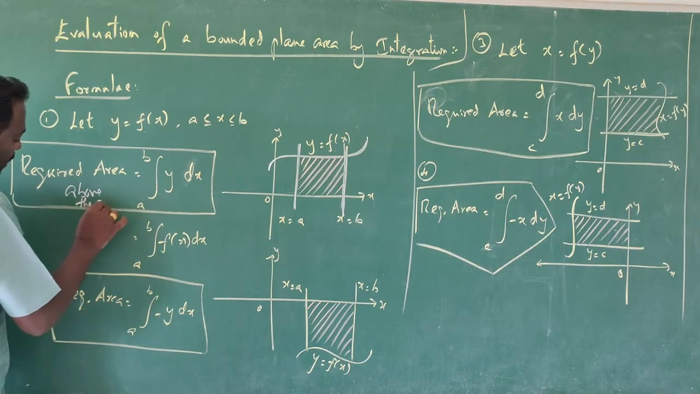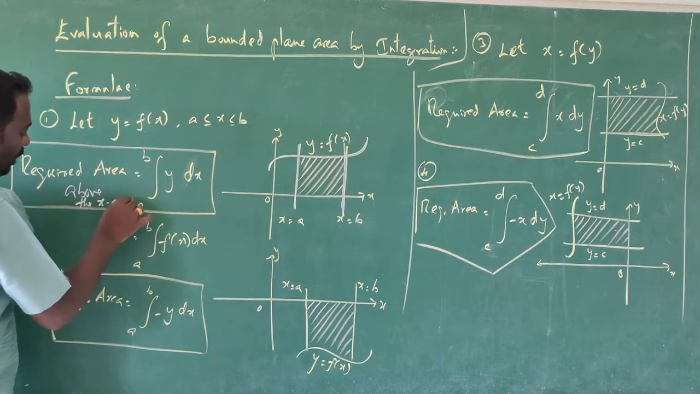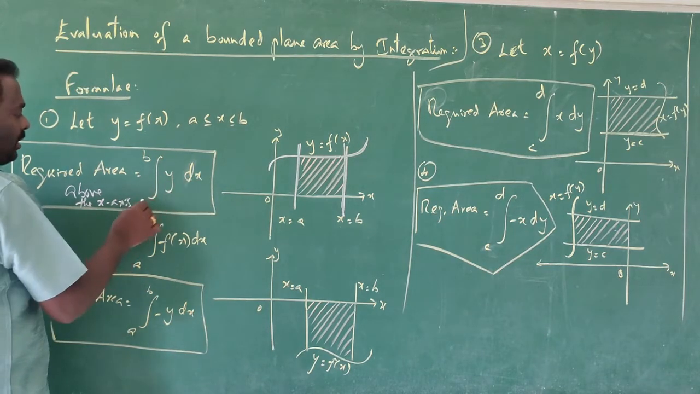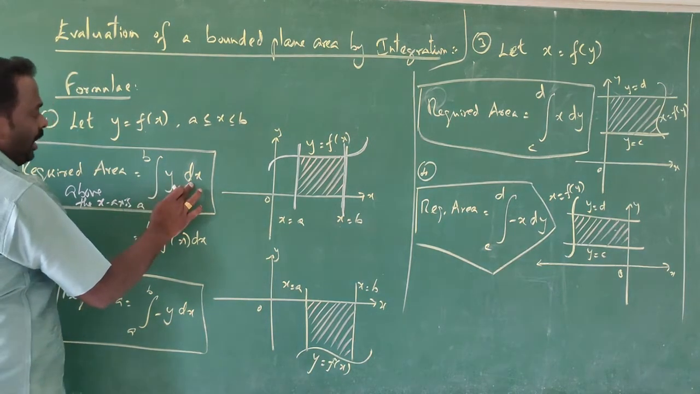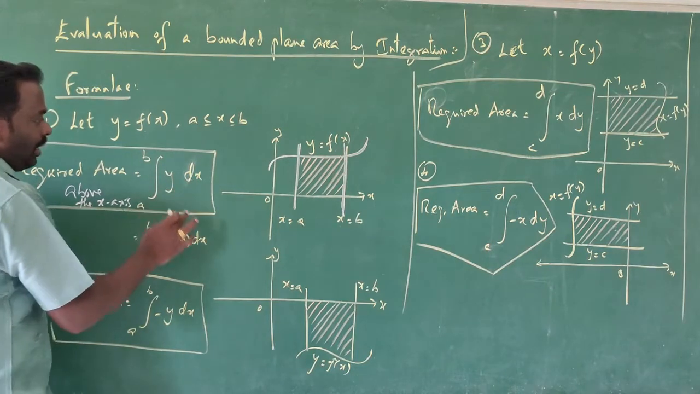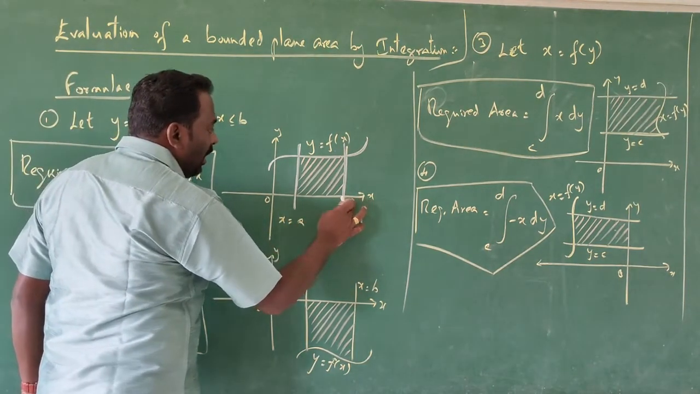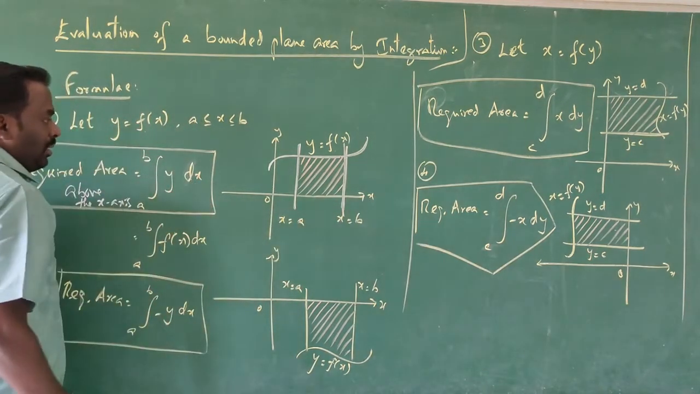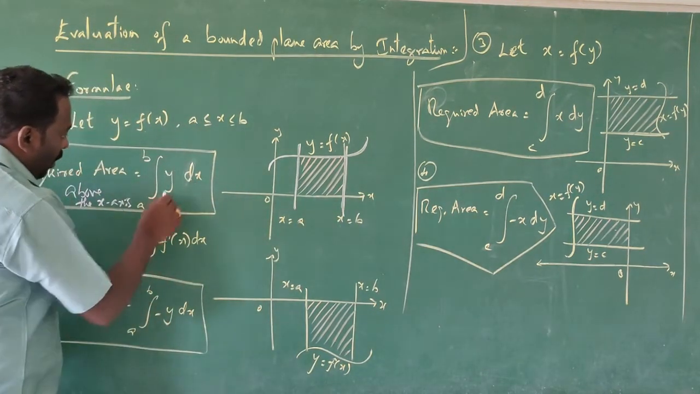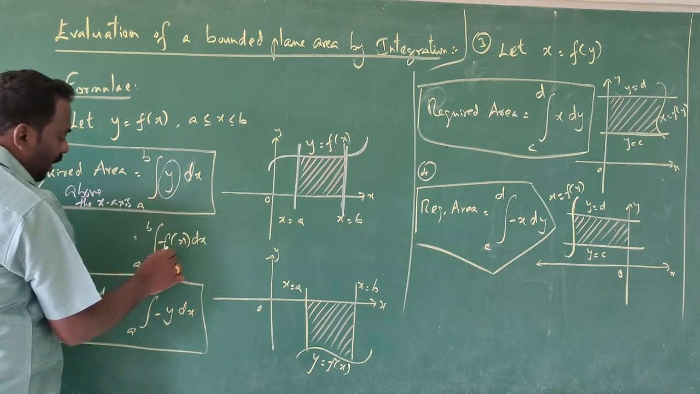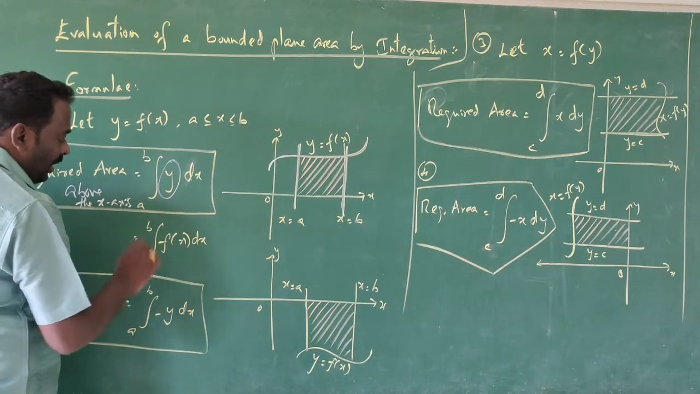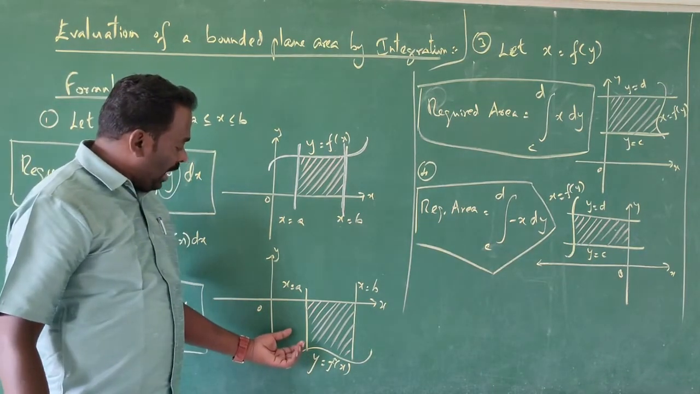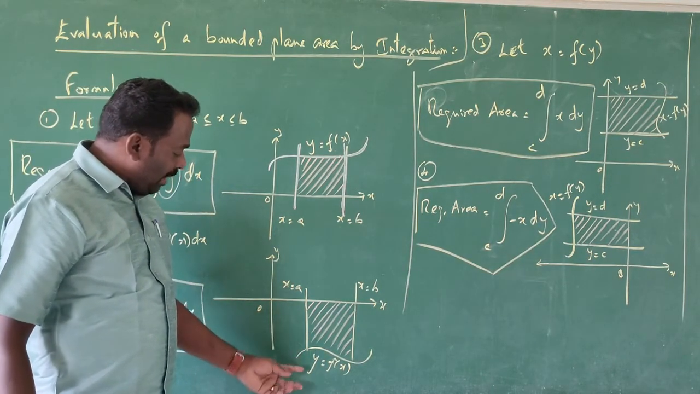The area is above the x axis. So now we apply this integral a to b of y dx. Integration is with respect to x, because one of the boundaries is the x axis. And y we can write as f of x, so integral a to b of f of x dx. That is the first formula.